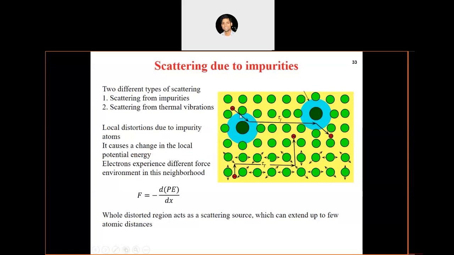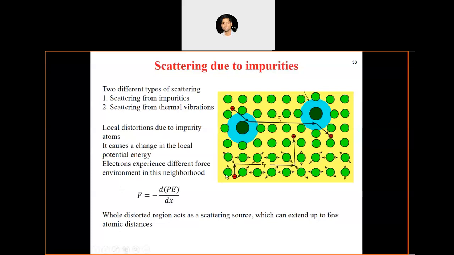If the atoms are getting displaced, there will be a certain change in the local potential energy. And as we know, force is the negative of the derivative of potential energy, right? Minus d by dx, the rate of change of potential. Sorry, d by dx of potential energy is actually the force, right?